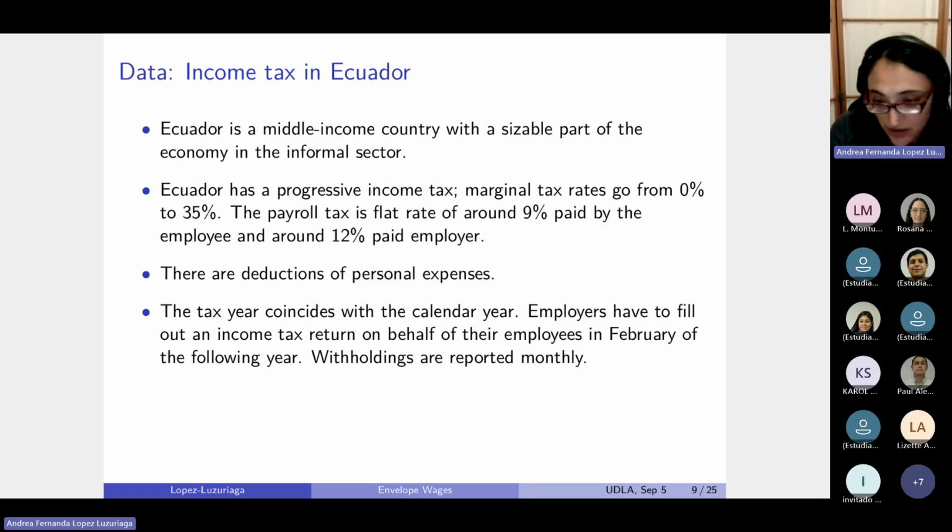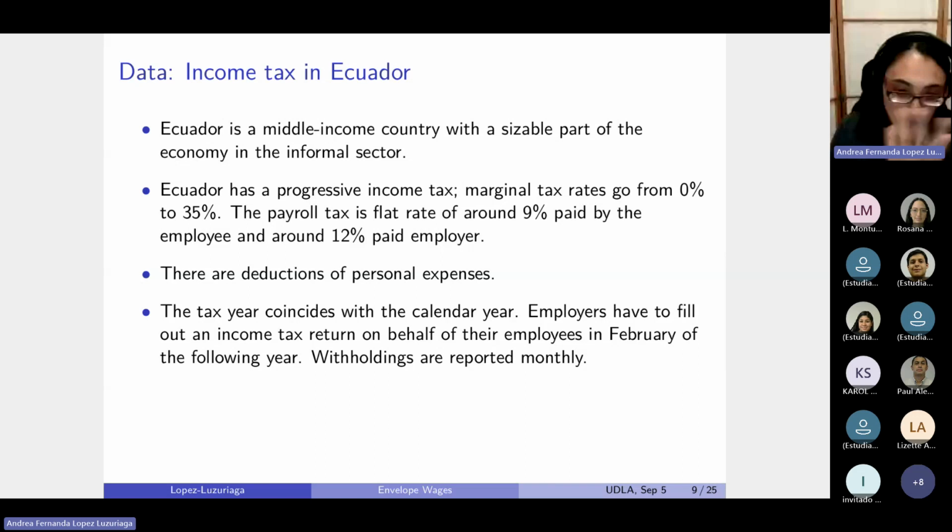So basically this part, I don't need to tell this audience a lot about Ecuador, but this is usually what I say when I'm doing this for an international audience. We have a middle income country with a progressive income tax. And we have one characteristic that will be important later on for the estimation. We have this deduction for personal expenses that creates an incentive to ask for a receipt with your tax ID.